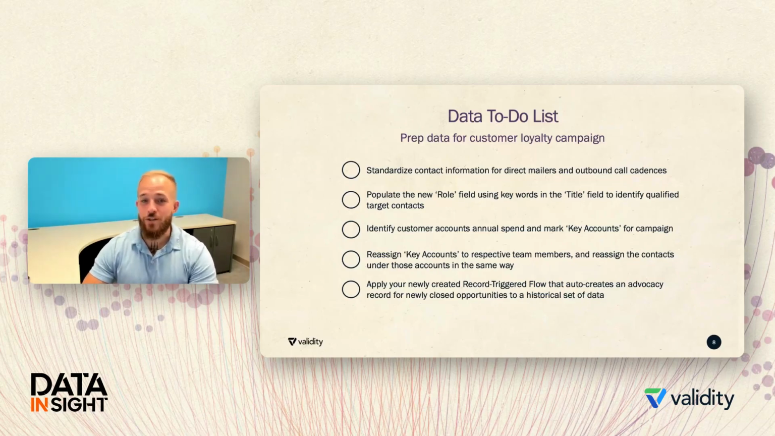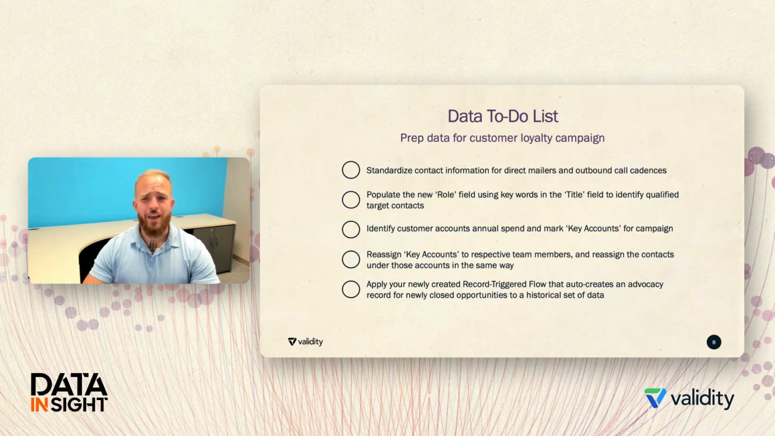First thing that we're going to have to do is standardize our contact information for the direct mailers and outbound call cadences. We're going to key in on some specific fields. They're going to be really crucial for that outbound outreach. Names, email addresses, first names, phone numbers, etc. All of that comes into play. We're going to key in on a few of those.